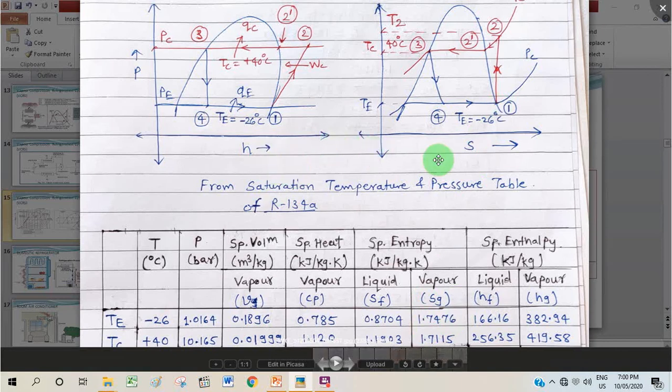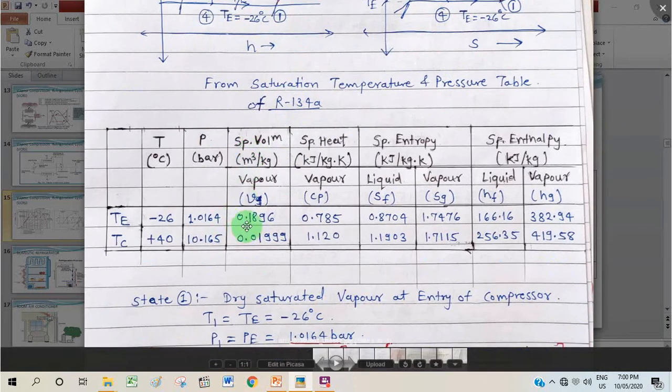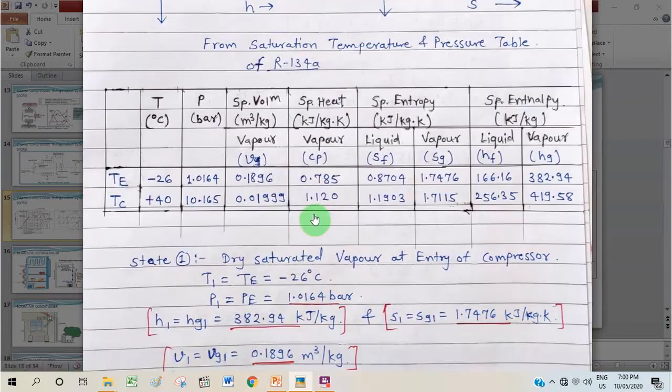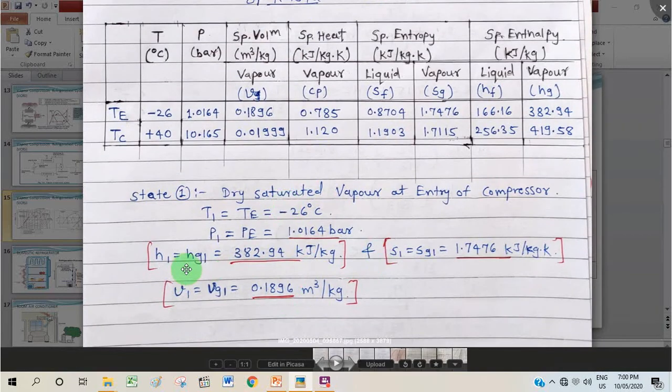Apart from enthalpy and entropy, I need one more value, that is the specific volume of saturated vapor, because it is required to find the piston displacement rate in the later stages. So specific volume is also taken down from this. So all three values are directly available from the property table. These are listed like this here: H1, Hg1, S1, Sg1, and V1.